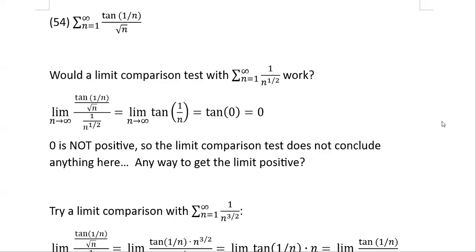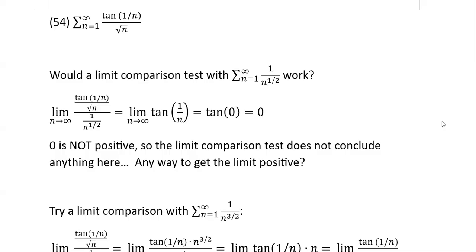Number 54, summation as n goes from 1 to infinity, tangent of 1 over n, divided by square root of n. I would argue this is a more challenging problem. Even when I see it right away, I don't see any obvious technique that will most likely work. So let's go down our list of choices.